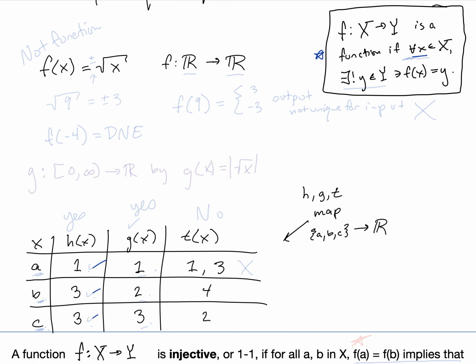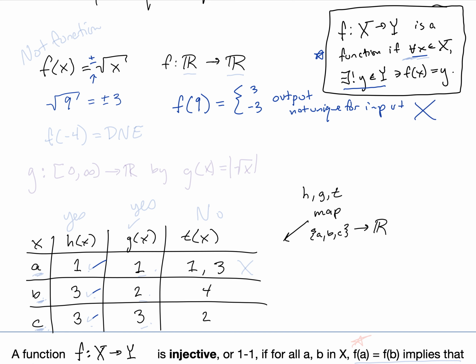This is not a function, potentially for two reasons, depending on how you interpret this square root. One issue is if this is the positive or negative square root. For example, the square root of 9, depending on how you're interpreting it, might be interpreted as positive or negative 3, in which case there is not a unique y in y such that f of x equals y. Since f of 9 is equal to both 3 and negative 3, the output is not unique for this input, and that would make this not a function.